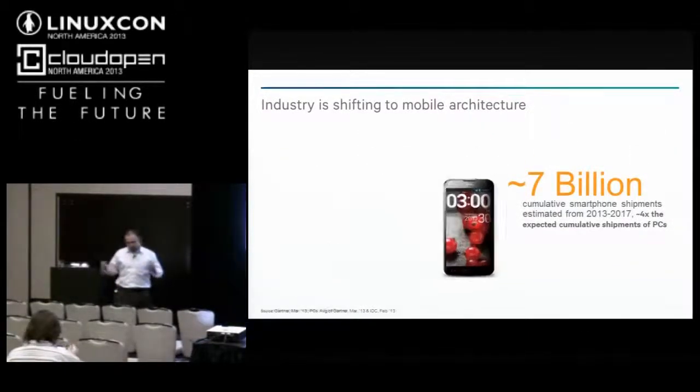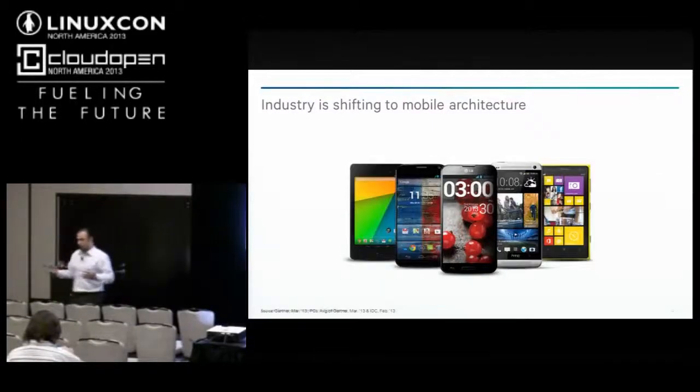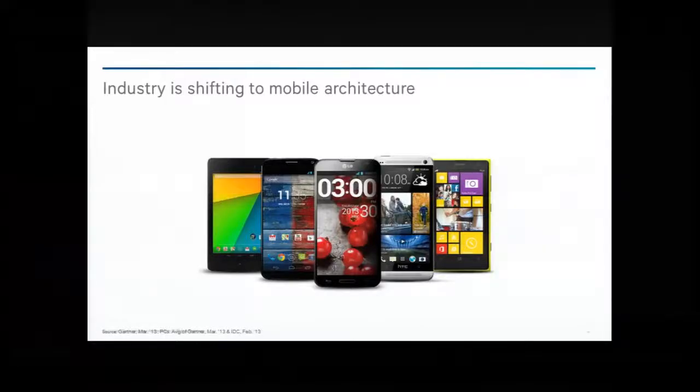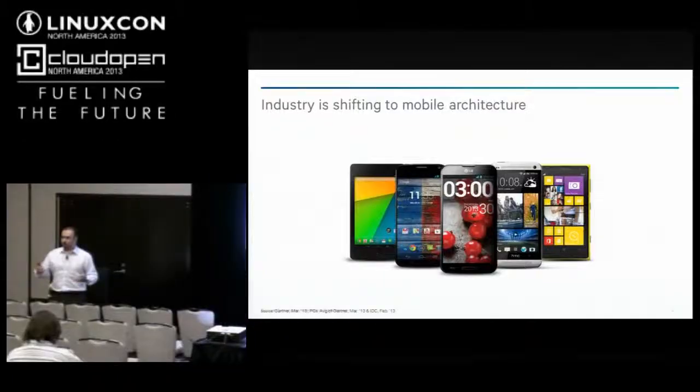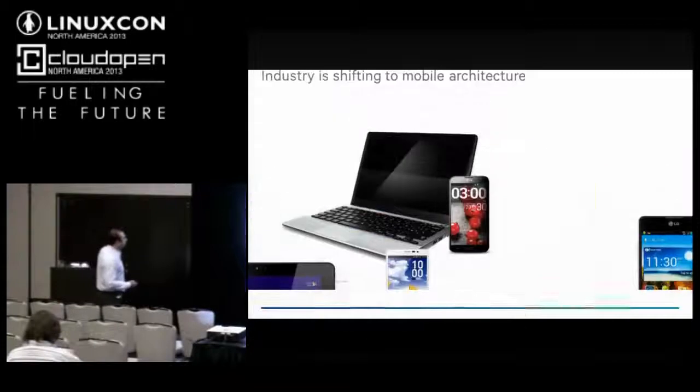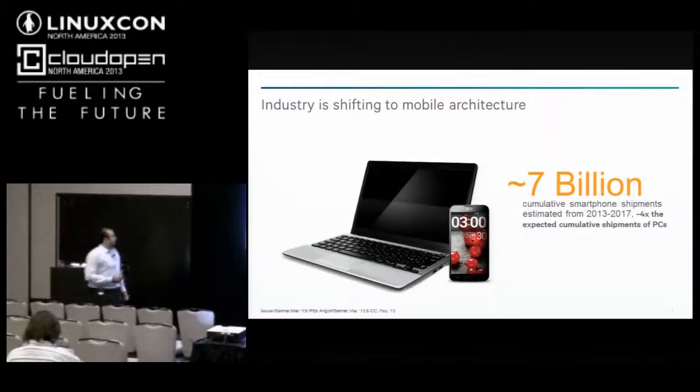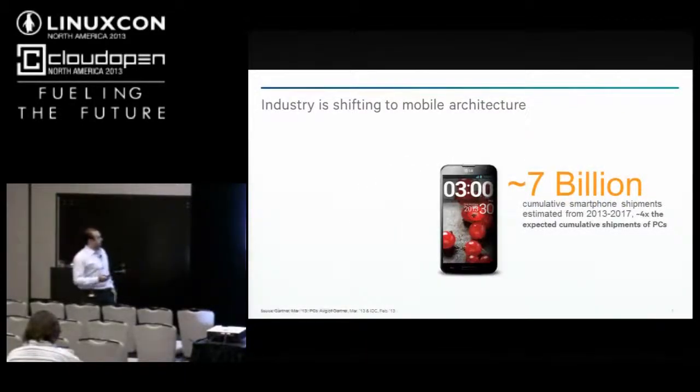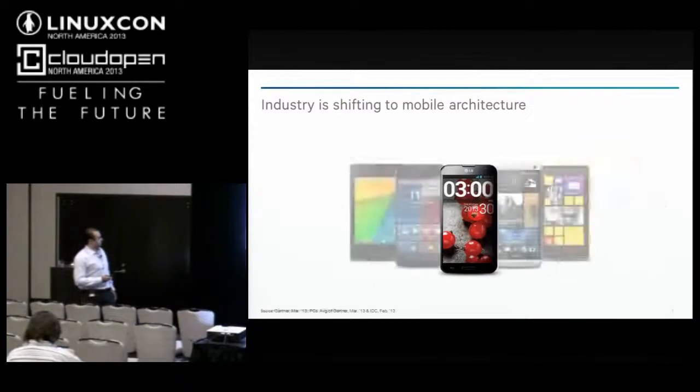And the numbers are staggering, right? You have these forecasts of 7 billion mobile devices from now till 2017, cumulative. So everybody who has a smartphone today, add another 7 billion in the next 4 years of demand for these processors. So that's 4x the shipments of PCs.